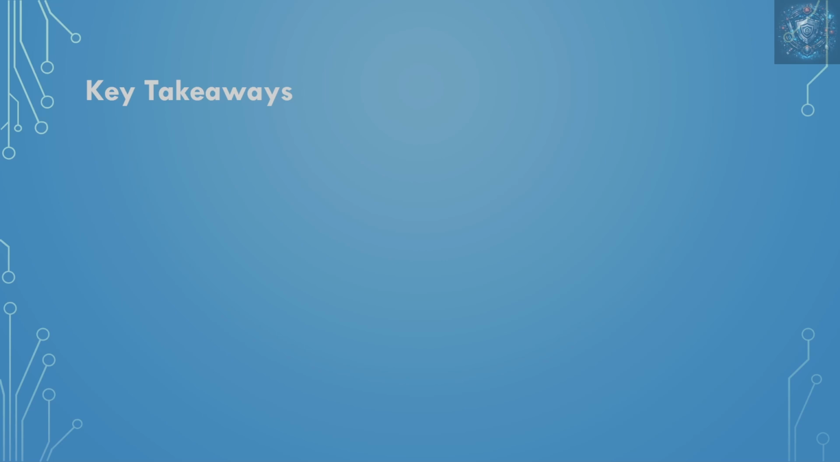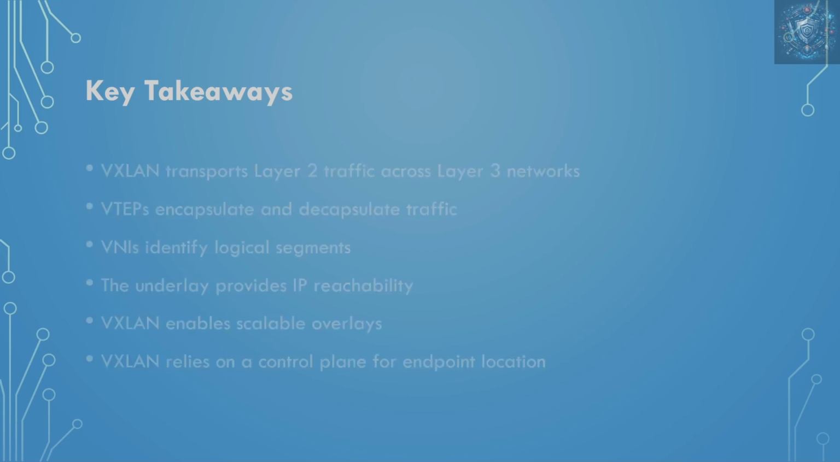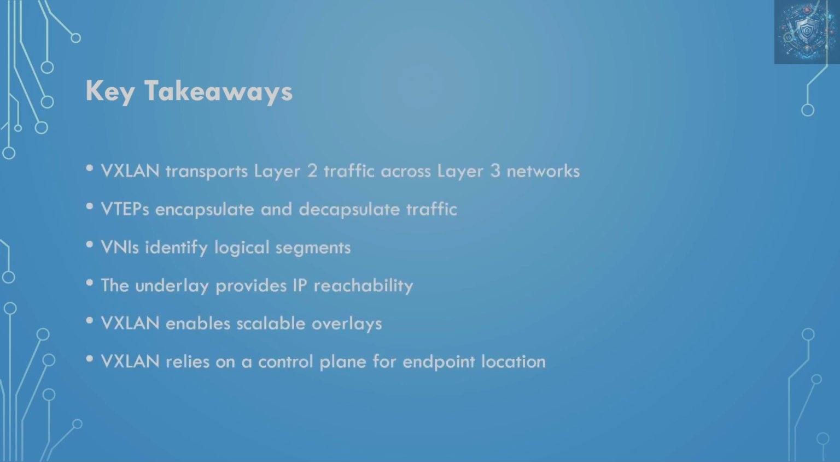So, with all that being said, here are some key takeaways from this video. VXLAN transports layer 2 traffic across layer 3 networks. We're not replacing routing. We're not doing anything crazy out of the ordinary. We're just using routing to take a layer 2 Ethernet frame and pass it across a layer 3 network. That's all VXLAN is going to be doing.